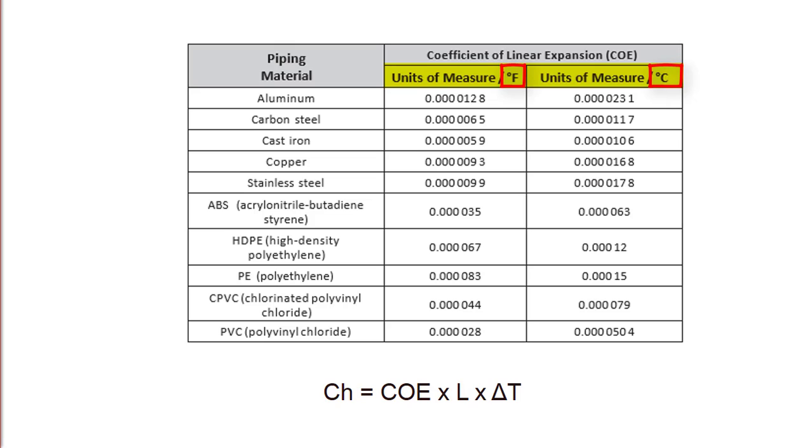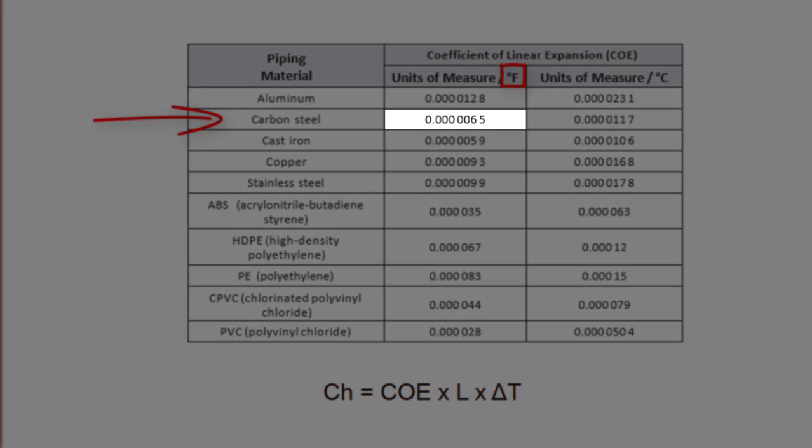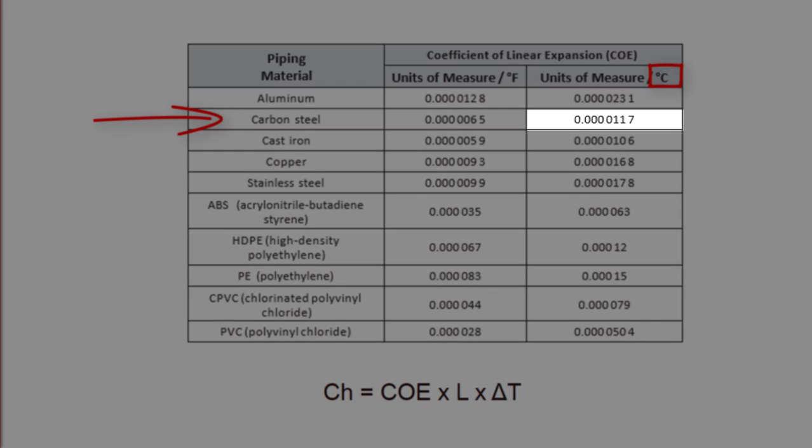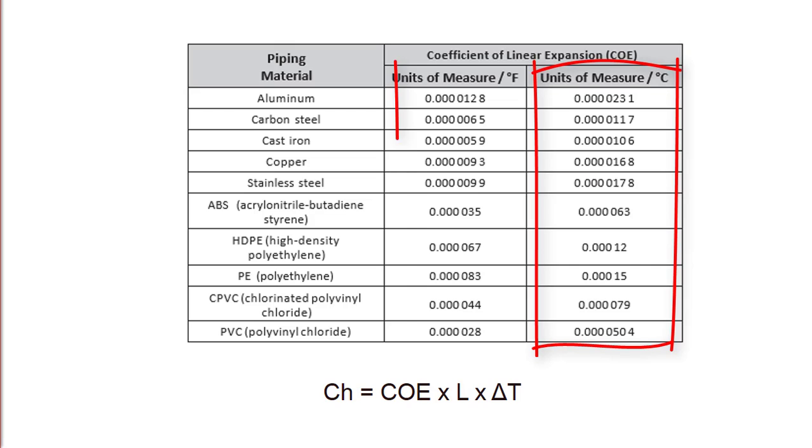or metric temperature change. For example, if you're working with carbon steel and the amount of temperature change has been calculated using degrees Fahrenheit, you will use the coefficient of expansion of 0.000065. Whereas if you were using the Celsius scale for the temperature change, you would use the COE of 0.0000117.